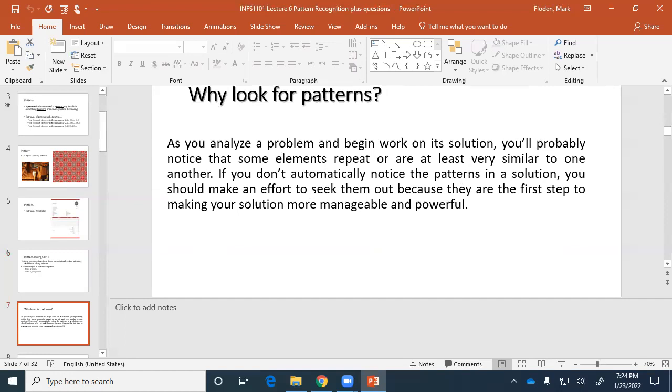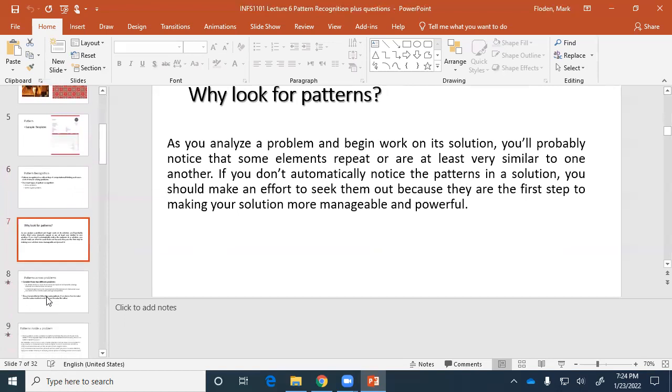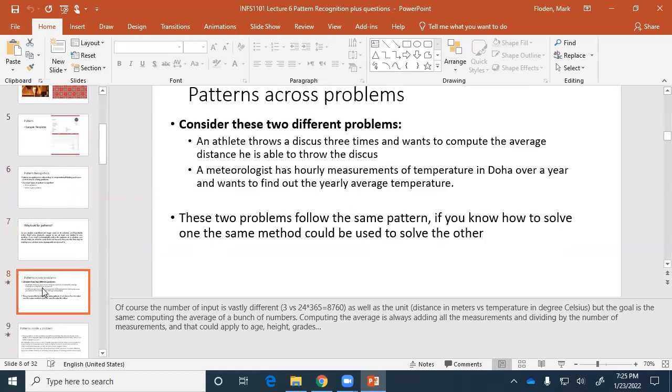Automatically, I'm just going to go on to this one. So here's those two different situations. Imagine the sportsman, he's throwing the disc, wants to know what is his average distance. Just going to add up the distances, divide by the number of throws, there's his average. You've got the weatherman, also known as a meteorologist, who wants to know the average temperature. Just going to add up all the temperatures, divide by the number of times he had the temperature, and there's his average.